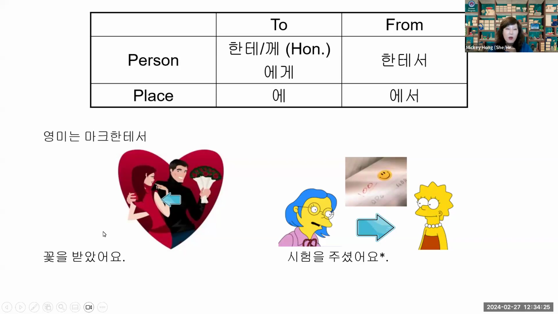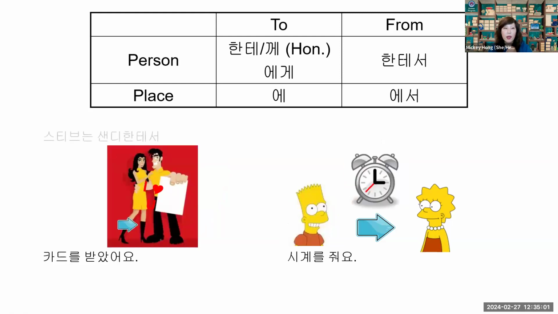영미는 마크한테서 꽃을 받았어요. So 영미 from Mark received the present. She received the present and the source is Mark. There we go. 선생님이 저한테 or 저에게 시험을 주셨어요. The teacher gave me the test. Okay? 주셨어요 because the action is actually performed by the teacher. 드리다 is you giving somebody or somebody who's lower giving something to a higher person, superior person.